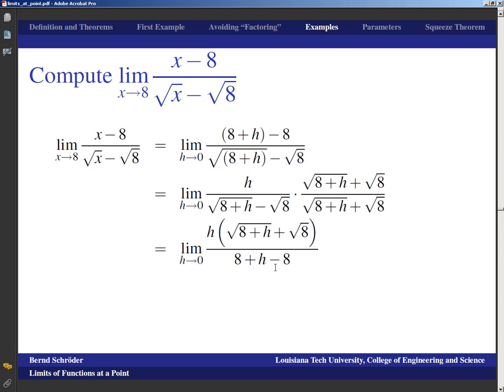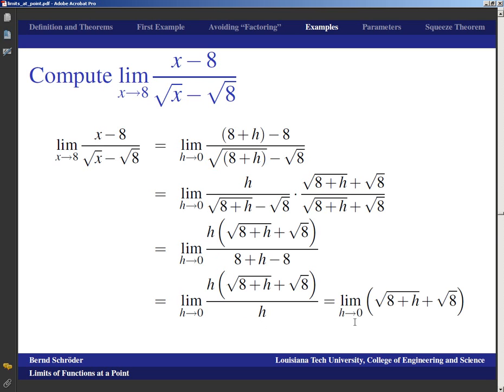And that's, of course, where 8 plus h minus 8, where the 8's go away. So this is the limit of h times square root 8 plus h plus square root 8 divided by h. And here's where we didn't want to multiply things out, because now we can see the cancellation of the h's very quickly for the numerator. So this is the limit as h goes to 0 of square root 8 plus h plus square root 8. That's square root 8 plus square root 8, because h goes to 0, and that's 2 times square root 8, which is 4 times square root of 2 if you take out a square root of 4 here.